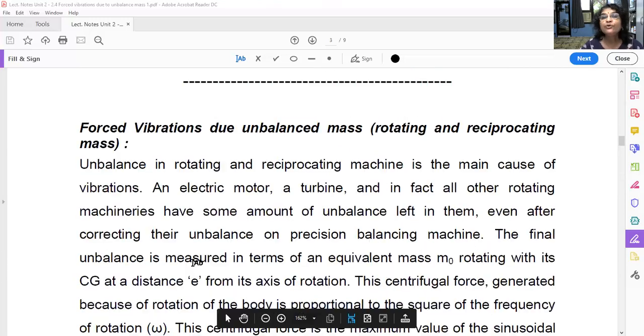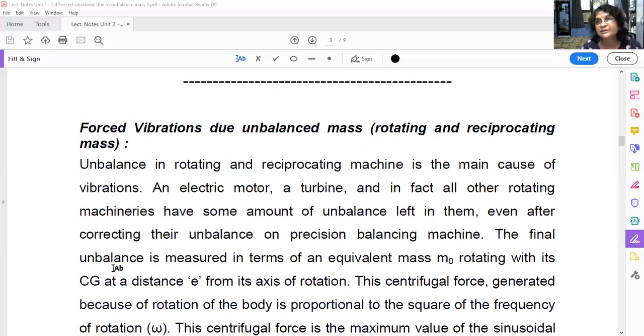Now today this is the second case of force vibration which we are going to study, because the majority of the vibrations which take place in turbines, lathe machines, engines, aeroplanes, any machinery, are there because of the unbalanced forces, because of the unbalanced mass present in the system. So today we are going to study the force vibration due to unbalanced mass, rotating and reciprocating. Both we are going to study.